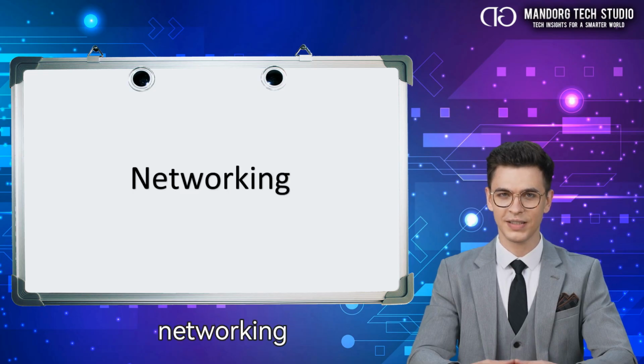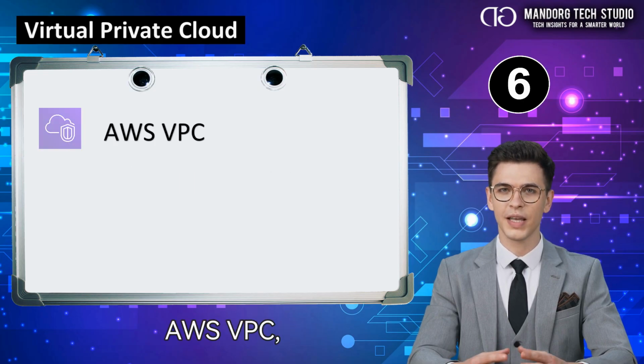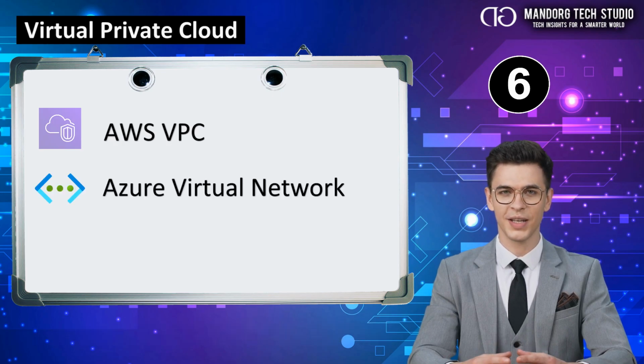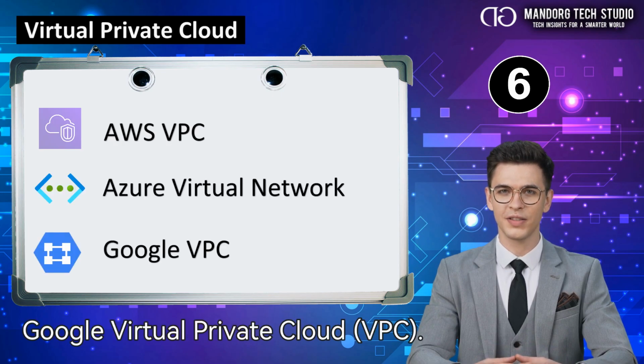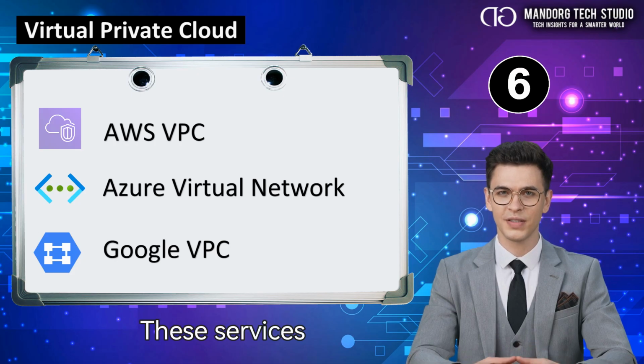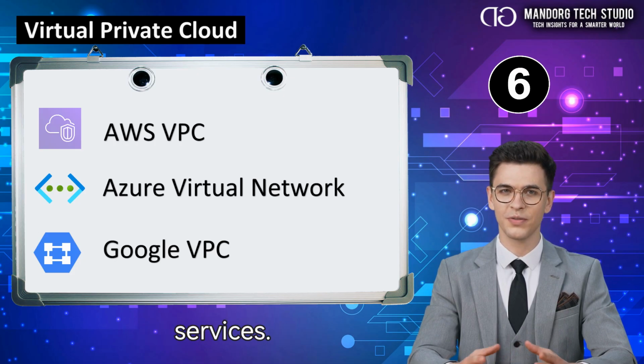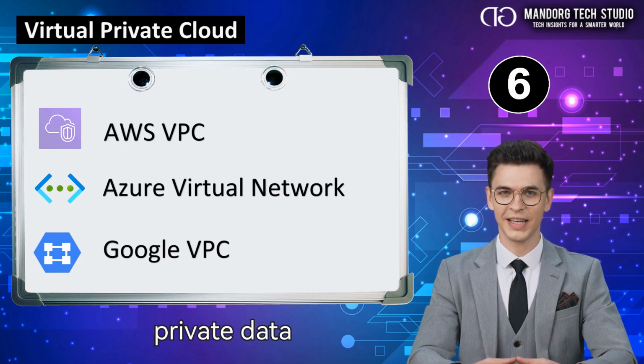Now, let's discuss networking. 6. AWS VPC, Azure Virtual Network, VNet, Google Virtual Private Cloud, VPC. These services help you create isolated cloud networks where you can securely run your services. Think of it as a private data center in the cloud, with complete control over your networking environment.